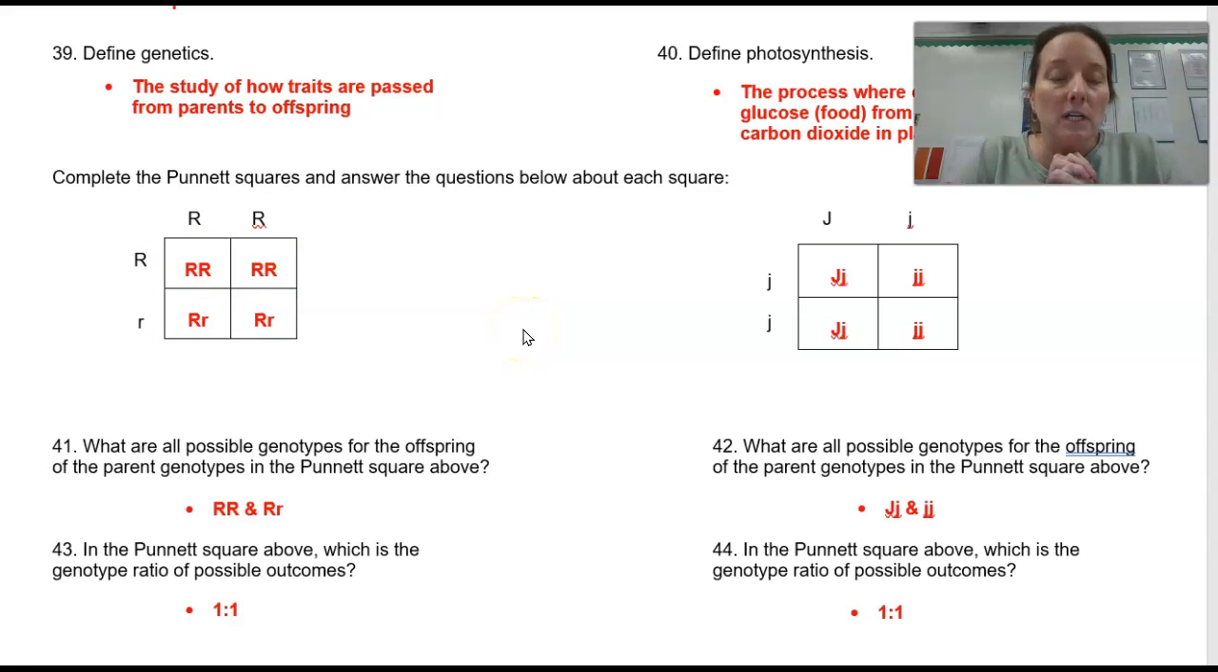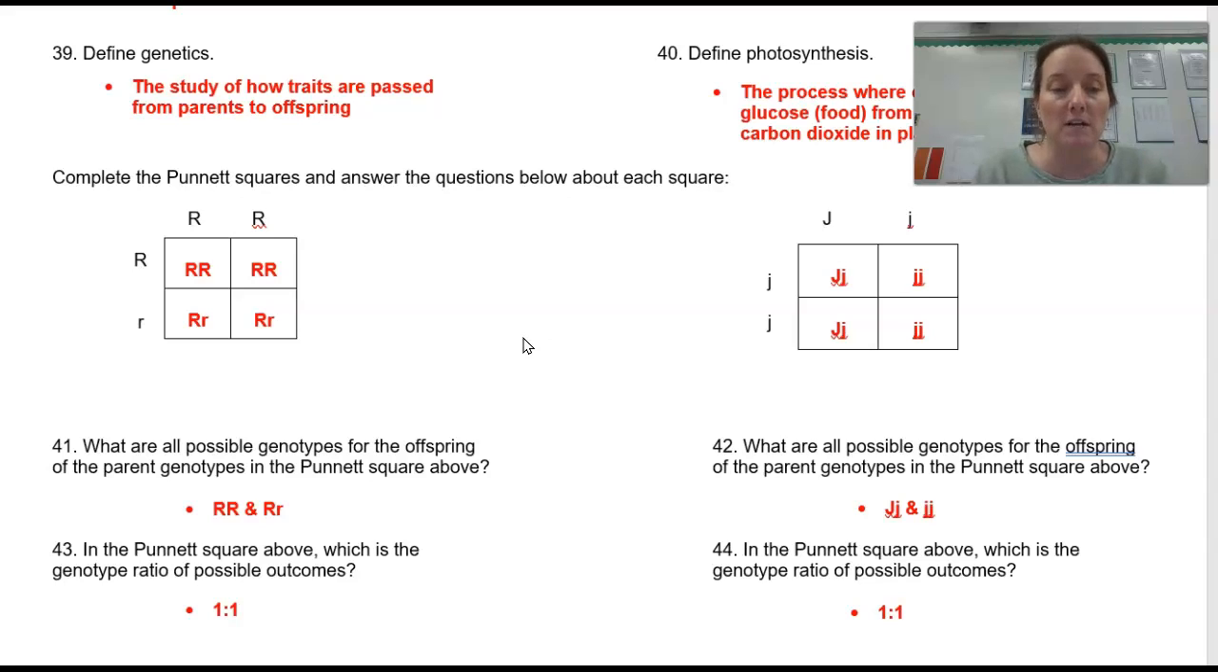Now, if you're looking at this very first box, you'll see that there are two big R, and there are two big R, little r's. All right, all four of those offspring are going to show the dominant trait because they've got that big R, that dominant allele. All right, if you look at 41, what are all possible genotypes for the offspring of the parent genotypes in the Punnett square above? Well, it's going to be big R, and big R, little r. Those are the genotypes.